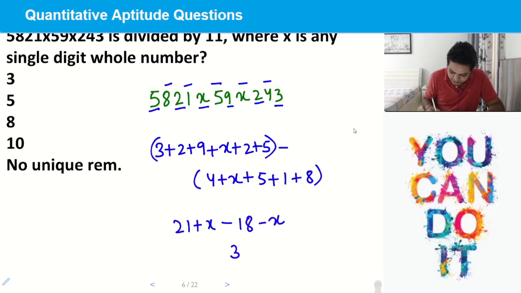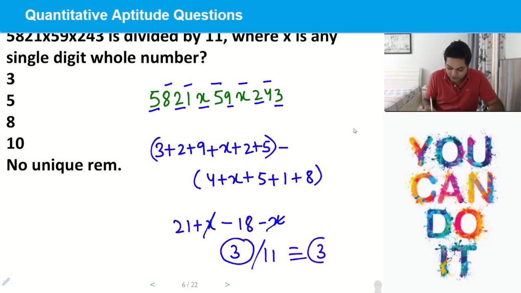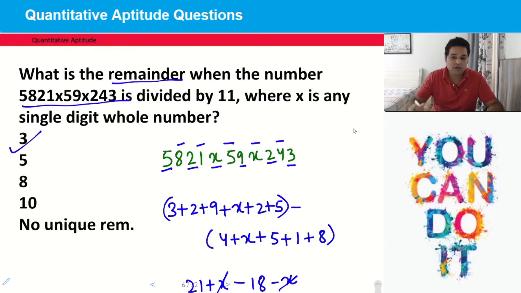That is 3. x and x will cancel out. So the number which is left is 3. 3 divided by 11 gives us remainder as 3. So this number divided by 11 will give us remainder as 3. They are asking for remainder, so the remainder that we will get is 3. See, there are two x's which are cancelling out. One is on the odd side, one is on the even side, and they will cancel out each other.